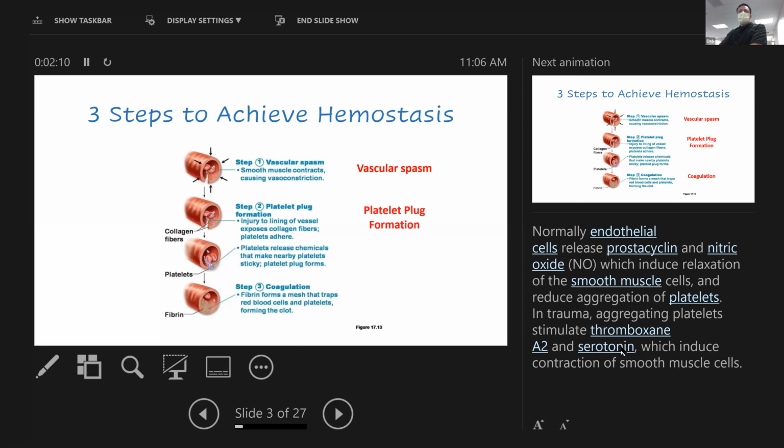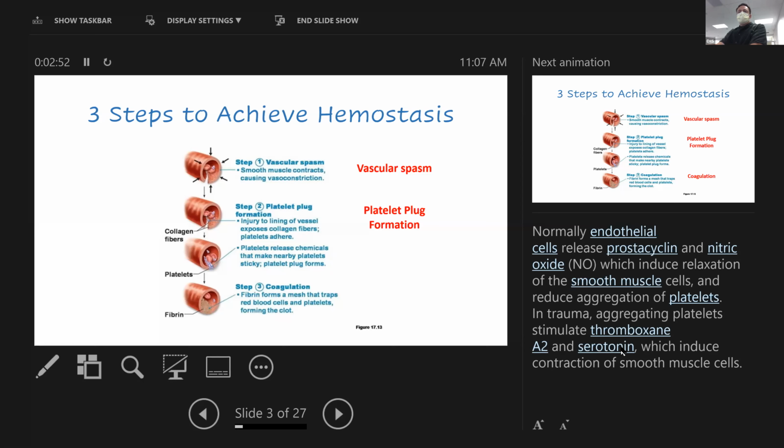The second step is formation of a platelet plug. Essentially, injury of the lining of the vessel exposes the underlying collagen fibers, which are underneath the endothelium of the vessel. So there's subendothelial collagen. It is normally not coming in contact with blood products within the vessel, but if the vessel is injured, then the subendothelial collagen comes in contact with platelets and other substances, and that causes the platelets to release chemicals to make nearby platelets more sticky, and that initiates what's known as a platelet plug formation.